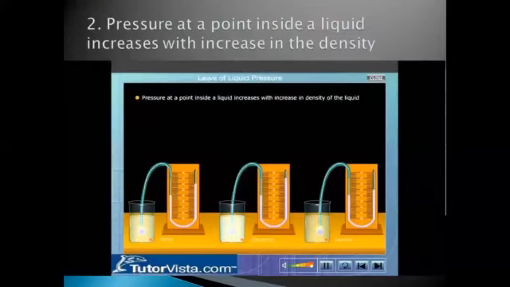Second one, pressure at a point inside a liquid increases with increase in density. We'll consider three kinds of liquid. First one is water, second one is glycerine, and third one is alcohol. At the same level, we will dip the funnel. When we dip the funnel at the same level in all three containers, we will check out the pressure.